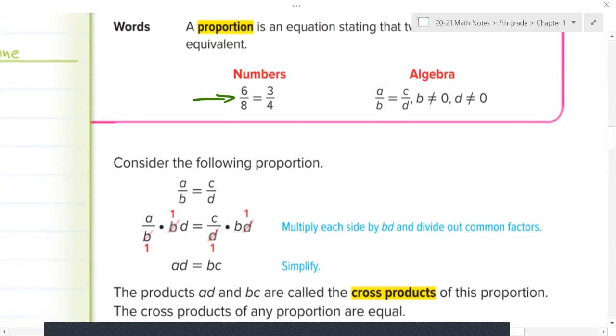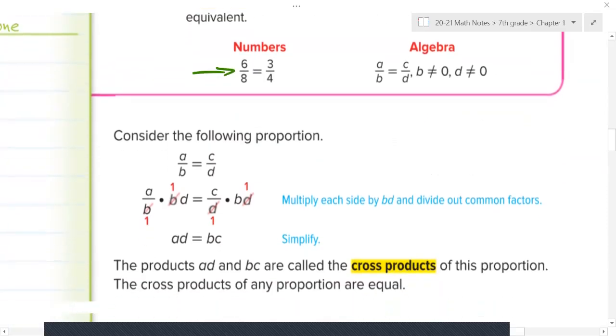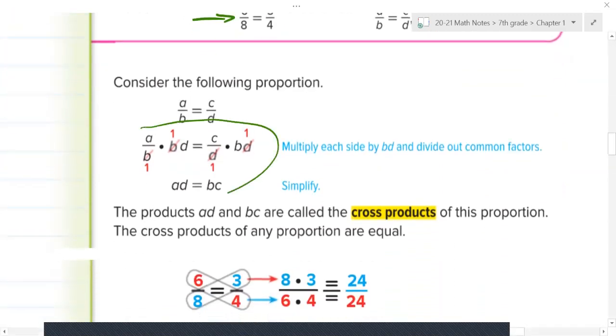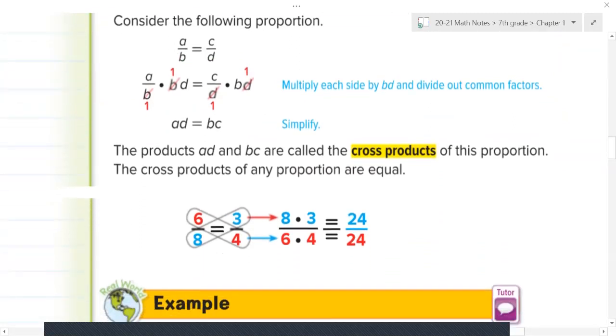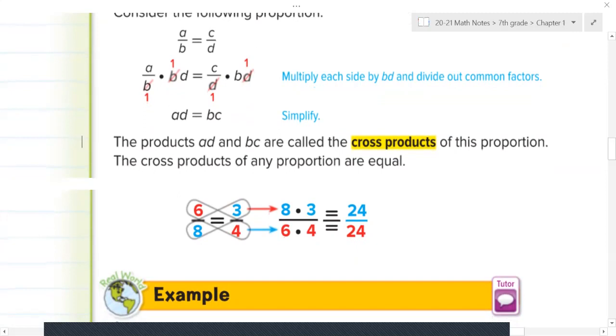As far as the algebra goes, that's just saying that for any number A over B is equal to C over D, as long as B does not equal 0 and D does not equal 0, because you can't divide something into equal parts of nothing. So I'm going to jump ahead of this part right here because it's teaching you how to do what we're going to learn about right now before we even learn about it.